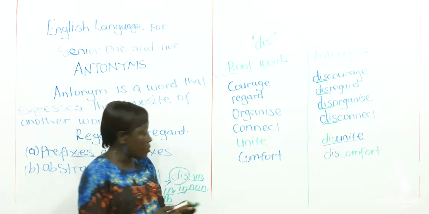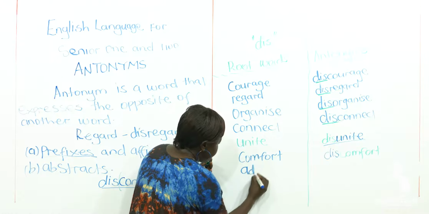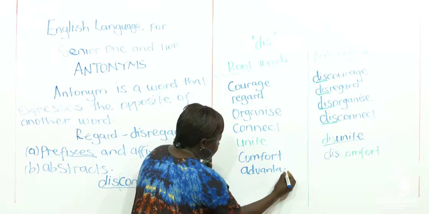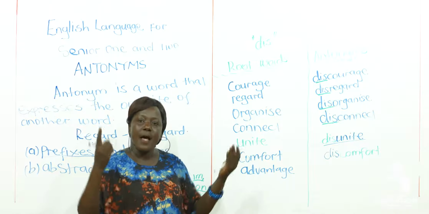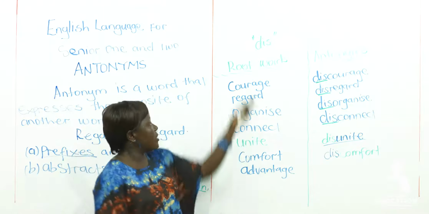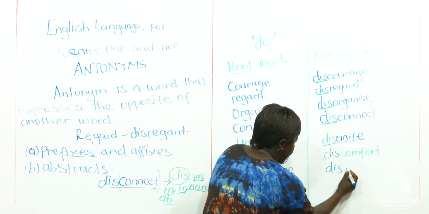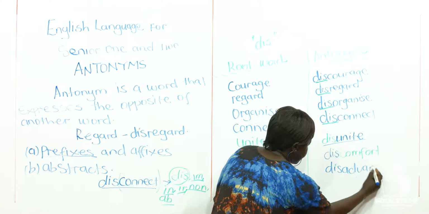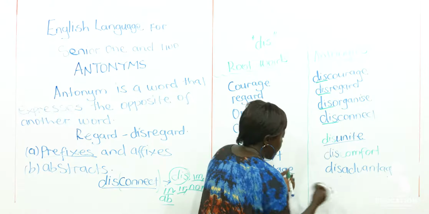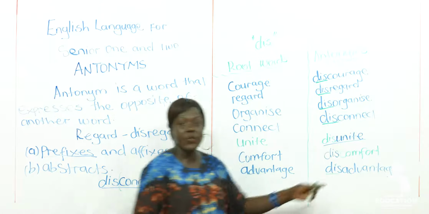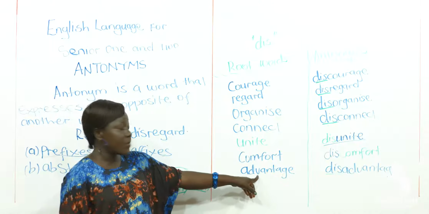But here you can use words like advantage. Then the opposite of advantage is disadvantage. You just add this one to make it this advantage. By just adding this prefix word letters, you would have formed the opposite or an antonym of the word advantage.